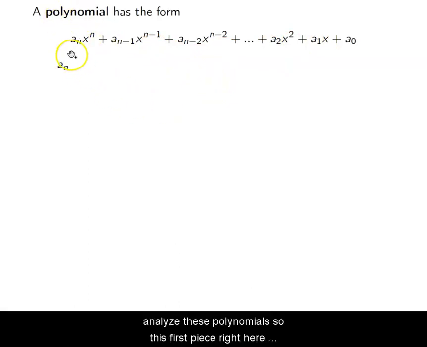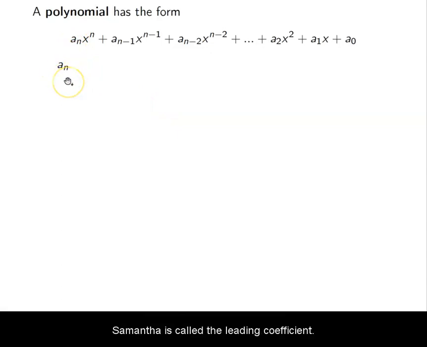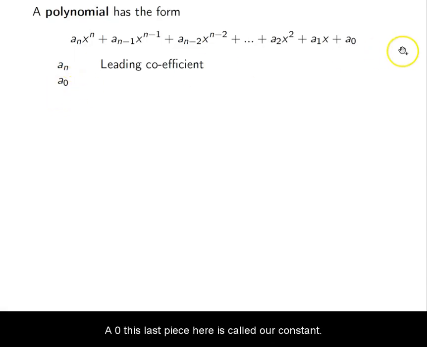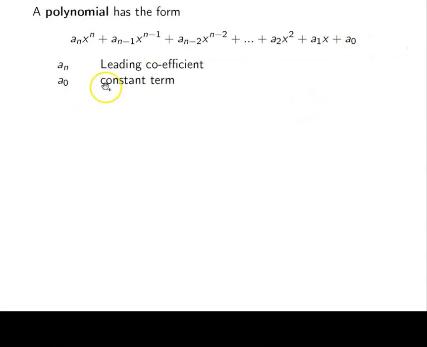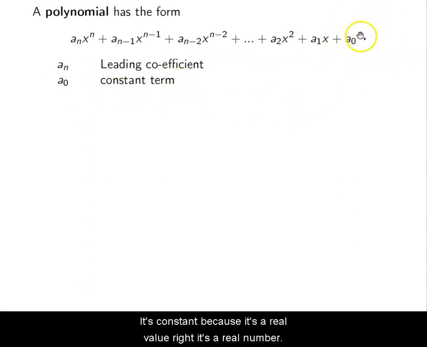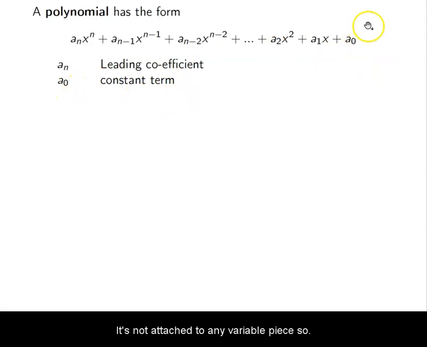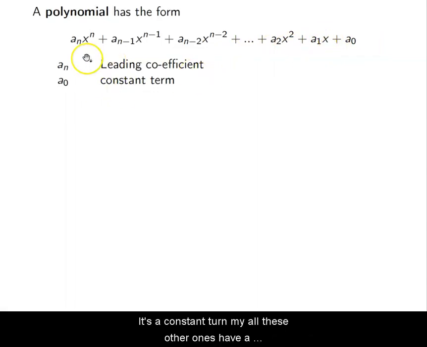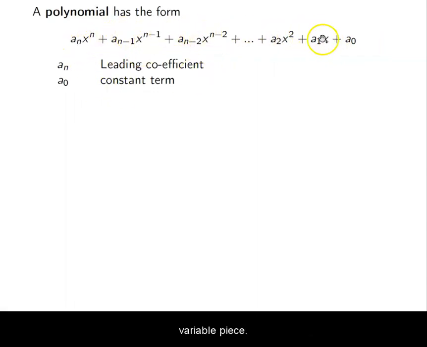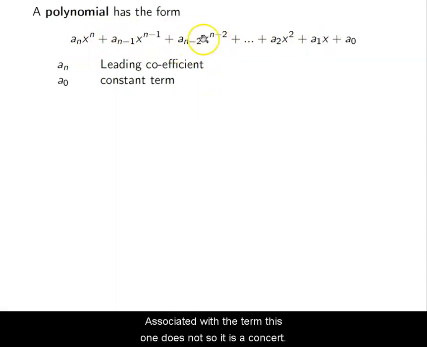Okay, so this first piece right here, a sub n, is called the leading coefficient. Okay, a0, this last piece here, is called our constant term. It's constant because it's a real value, right? It's a real number. It's not attached to any variable piece, so it's a constant term, right? All these other ones have a variable piece associated with the term. This one does not, so it is a constant.